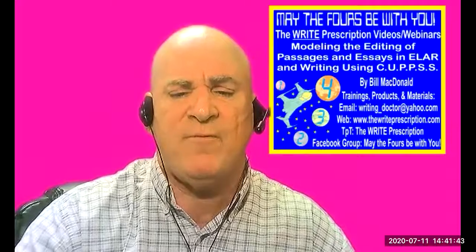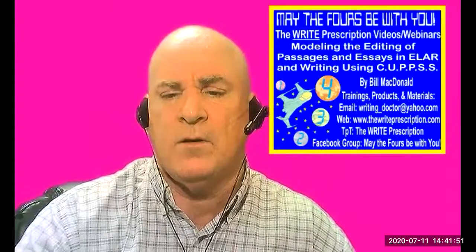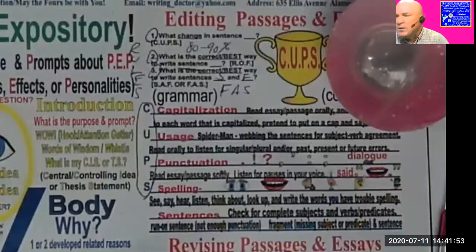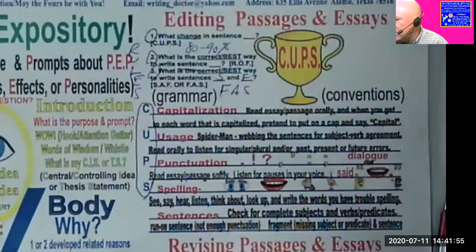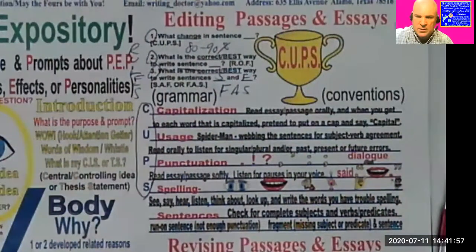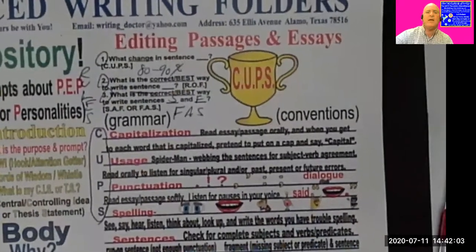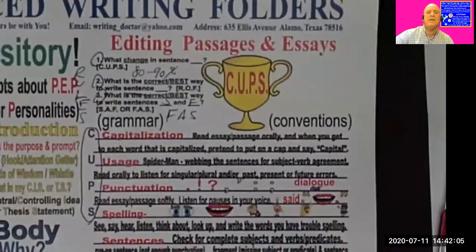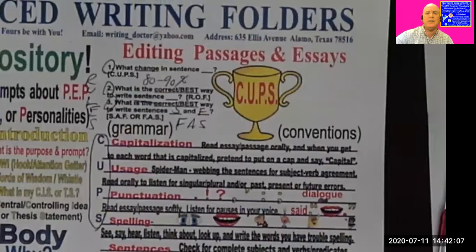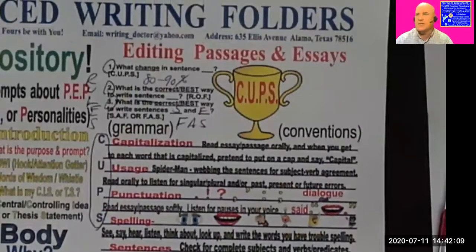Let me share my folder with you, and this is going to be part of the handouts that you'll get in the part one training. That's my advanced folder right there. And because we're only focusing on the editing portion, this upper right-hand corner basically gives your kids the keyword strands when they're editing passages and essays with cups.